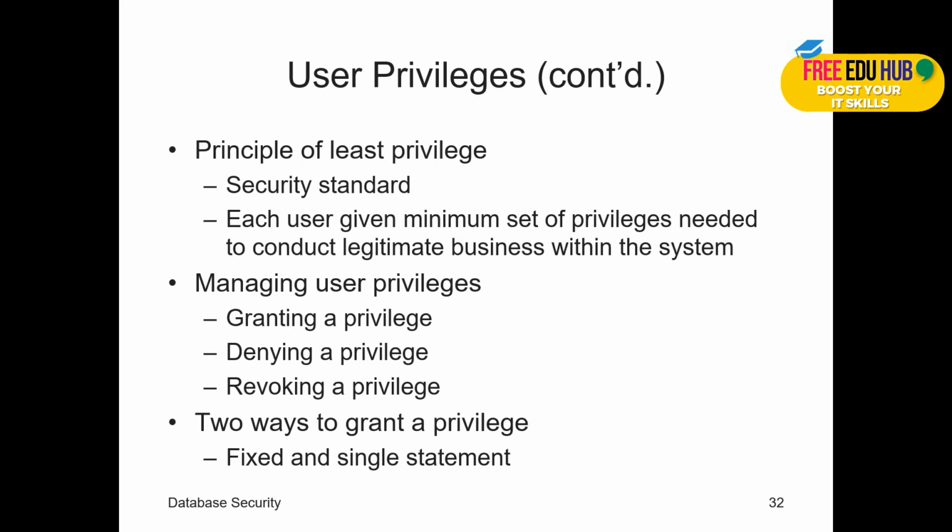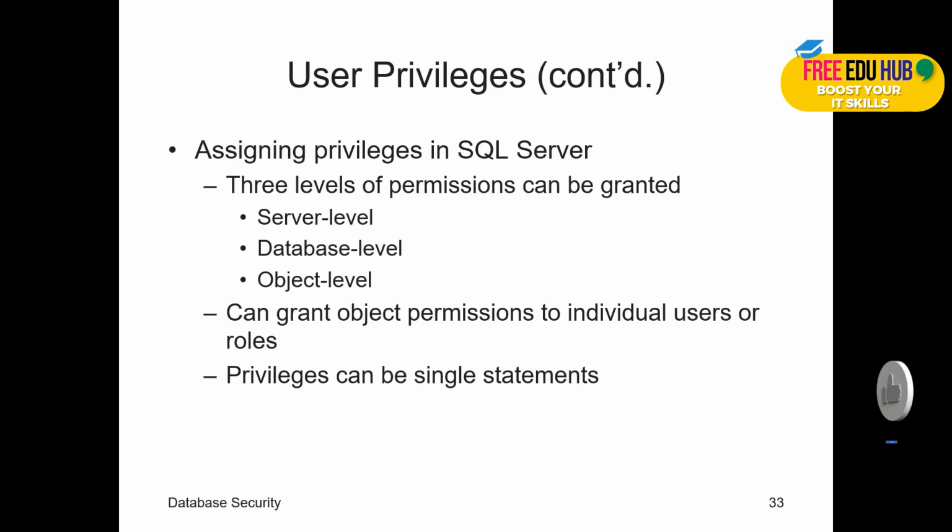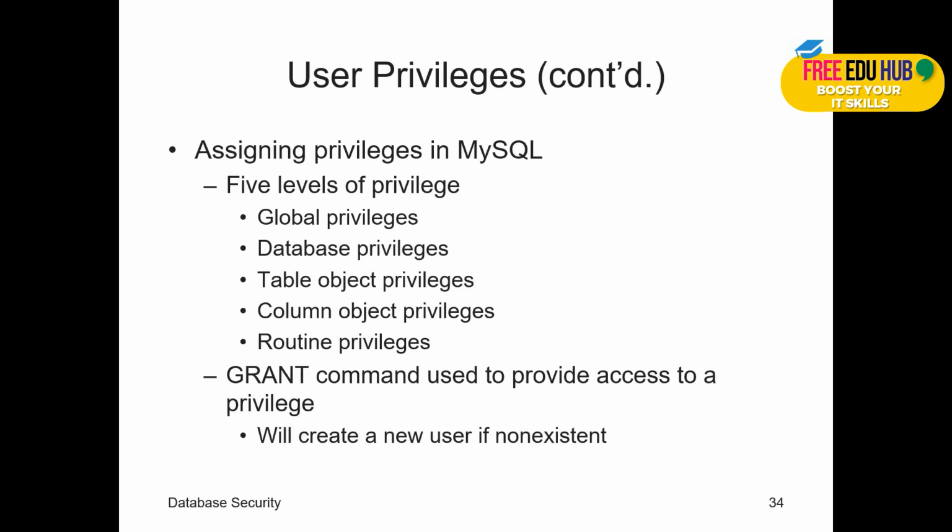Two ways to grant privileges are to fix them in a single statement. Three levels of permissions can be granted, for example server level, database level, or object level. You can grant object permission to individual users and roles, and privileges can be granted in a single statement. Now, assigning privileges in MySQL is at five levels.